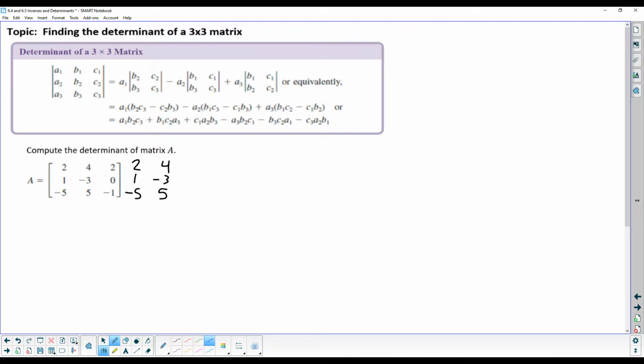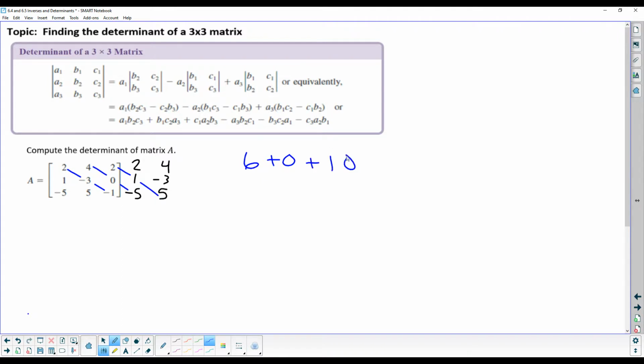So our forward diagonals are, that one times this to give us 6. So we've got a +6. This one's still positive because we're still going forward. This one is 0. And still going forward, this one is 10. Is that okay?